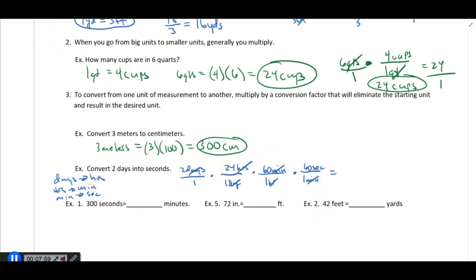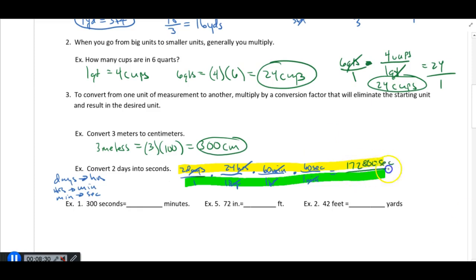If I multiply everything across the top, then I multiply everything across the bottom, that would give me what I have to simplify. So basically 2 times 24 times 60 times 60 would give me 172,800 seconds over 1, which means there are 172,800 seconds in 2 days.